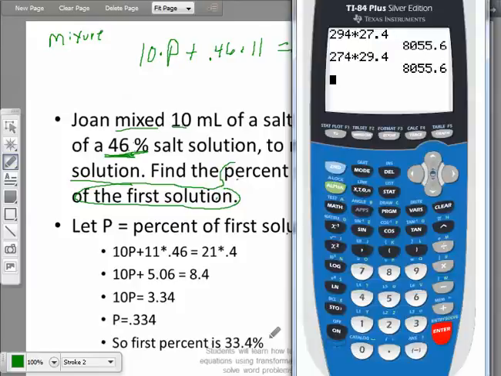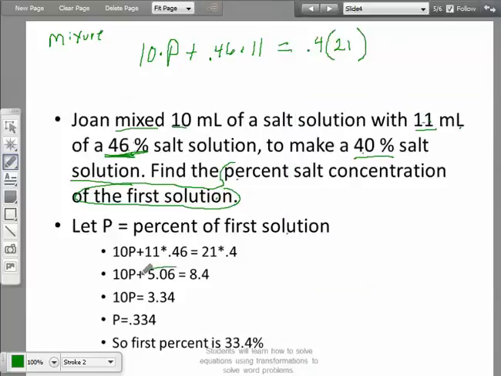Okay? So I'm going to say 0.46 times 11, and I'm going to get 5.06. So I can replace this with the 5.06. This 0.46 times 11 gave me 5.06. Same value. If I multiply 21 times 0.4, I get this 8.4. I'm going to subtract this from both sides. I'm going to have 10p is equal to 3.34.